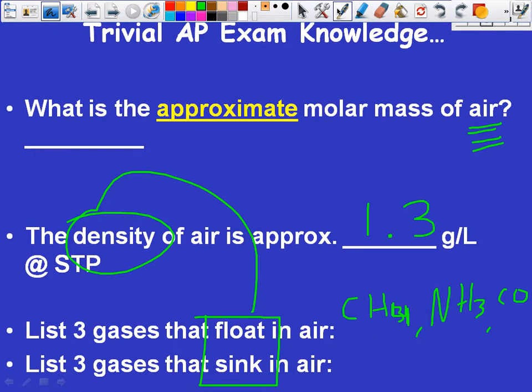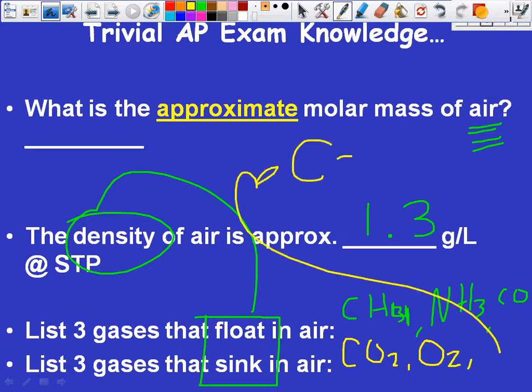Let's talk about 3 gases that sink in air, which means they're more dense. One of those gases that you can list would be carbon dioxide, CO2. Another one would be O2. And another one is, I'm going to write it up here, C8H18. And if you know the common name of this, I'm going to be super impressed.